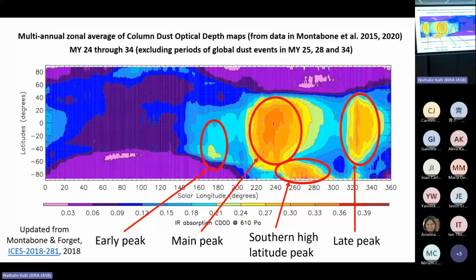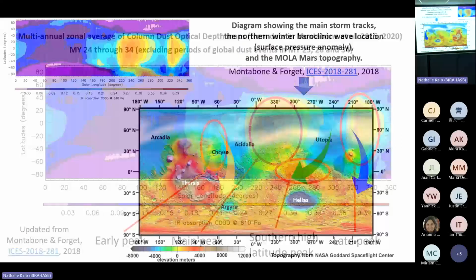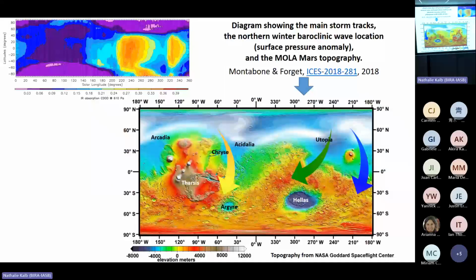Okay, do we understand these peaks? We do to a certain degree, at least this kind of peaks. I should tell you that this plot is created without the global dust storm data in it, because otherwise, of course, you would see a very large peak emerging. So these are basically only regional storms, large-scale regional storm events.